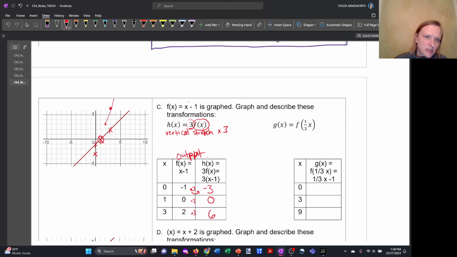If I connect the dots, I end up with a vertical stretch that looks like that. This is my F graph. I'm sorry, this is my H graph here.